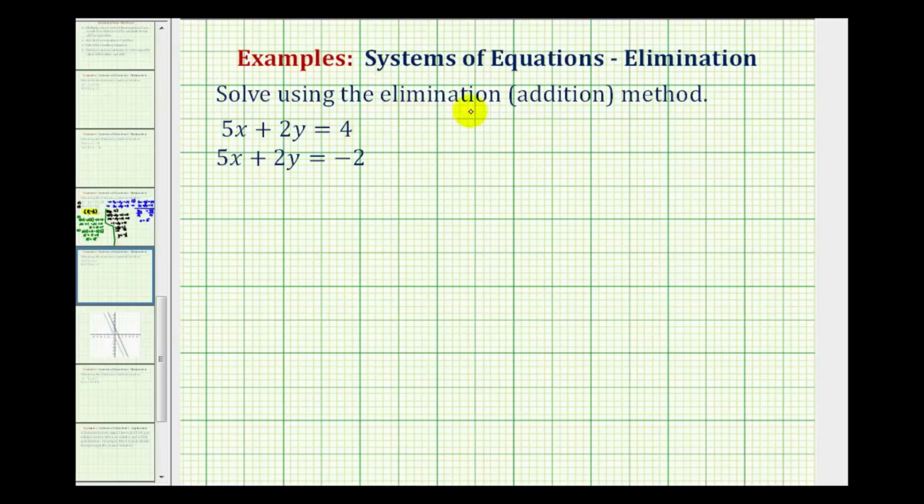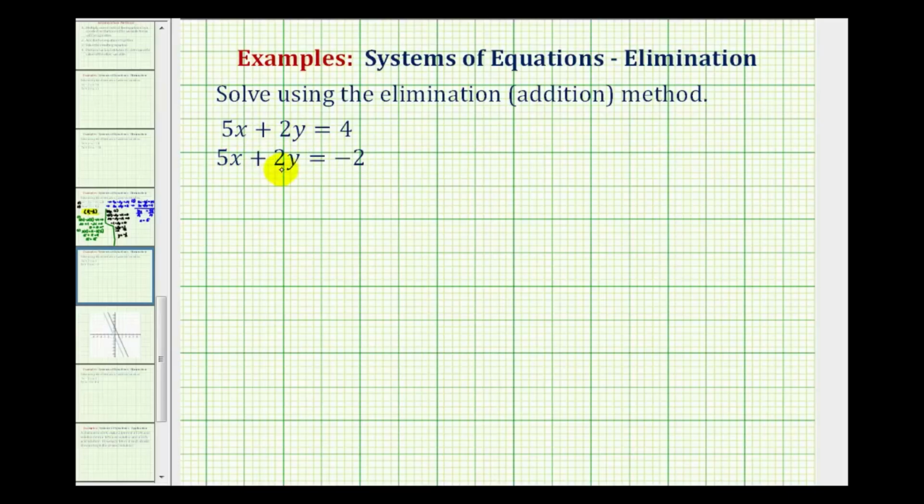Now the idea of the elimination method is we want to add these two equations together and eliminate either the x terms or the y terms. So if we want to sum the two equations and eliminate one of the variables, either the x terms or the y terms must be opposites.